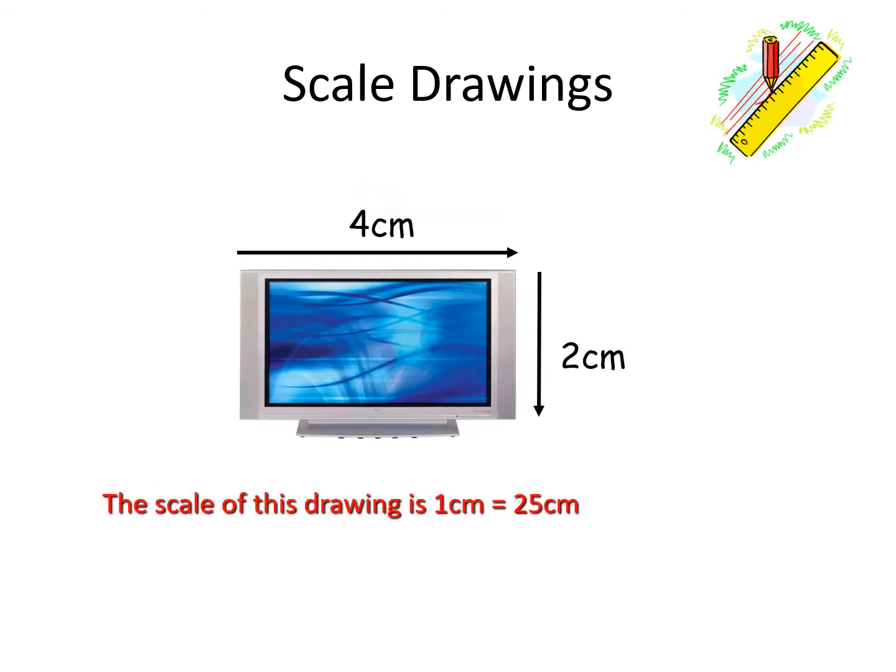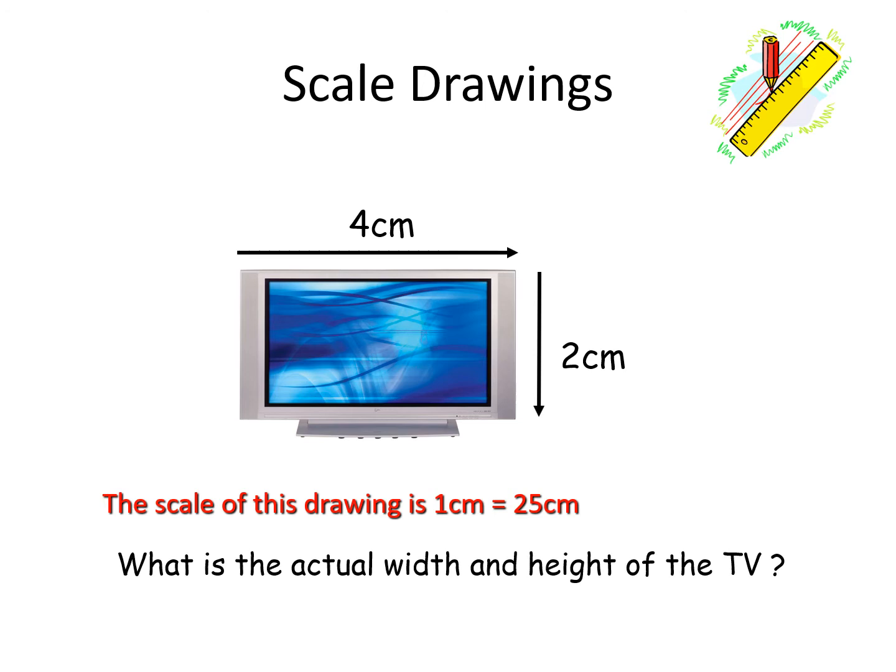So here we have a TV, and you can see there that the height of the TV is 2 centimetres on the scale drawing, and the width of the TV is 4 centimetres wide. The scale of this drawing is 1 centimetre on the plan, represents 25 centimetres in real life. Can I ask you then to try to work out the actual width and height of the TV for me? And I'm going to give you a wee minute to do that.